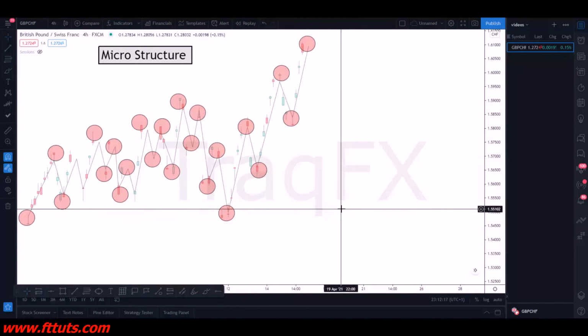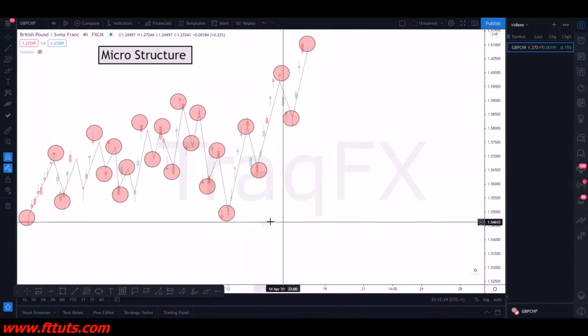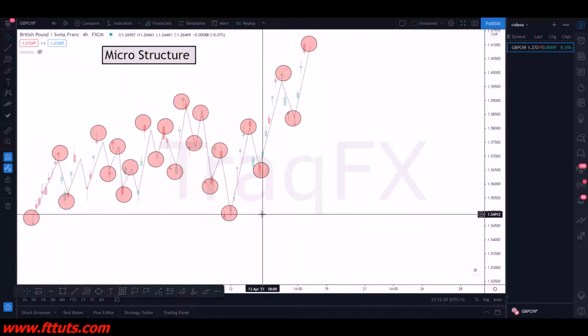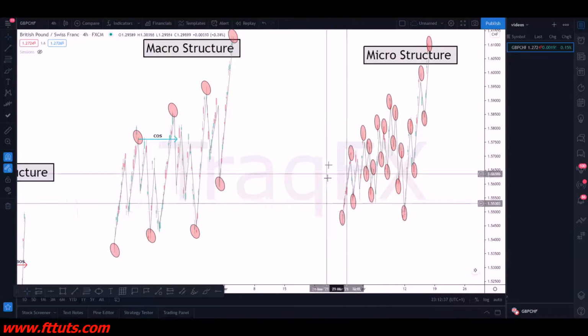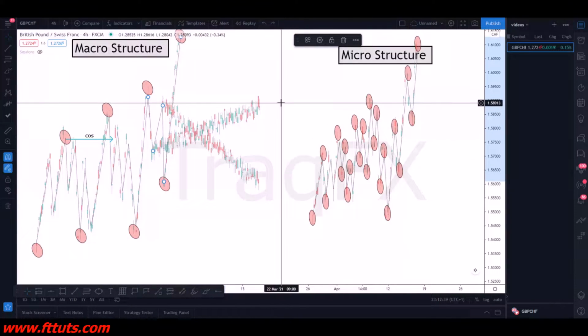Microstructure is basically when you're looking at every single little bit of structure that created a higher high or a higher low or a lower low or a lower high. And this is something that I don't use in my trading, but we can implement microstructure and macrostructure from the smaller time frame to the bigger time frames to understand where the market is really going and what the structure of the overall market is. So that's a quick little example of micro versus macro structure.